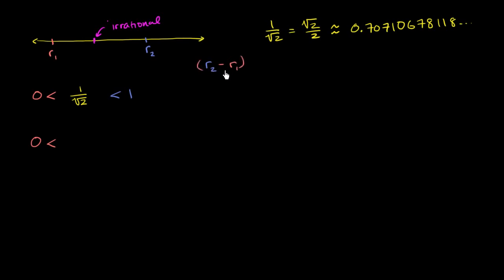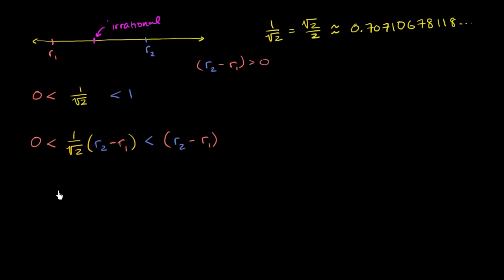R2, we're assuming, is greater than R1. So this thing right over here is going to be greater than 0. So if you multiply the different sides of an inequality by something greater than 0, you don't switch the inequality. So 0 times that is 0. 1 over square root of 2 times that is going to be 1 over the square root of 2 times R2 minus R1. And then that's going to be less than, well, 1 times that is just going to be R2 minus R1.